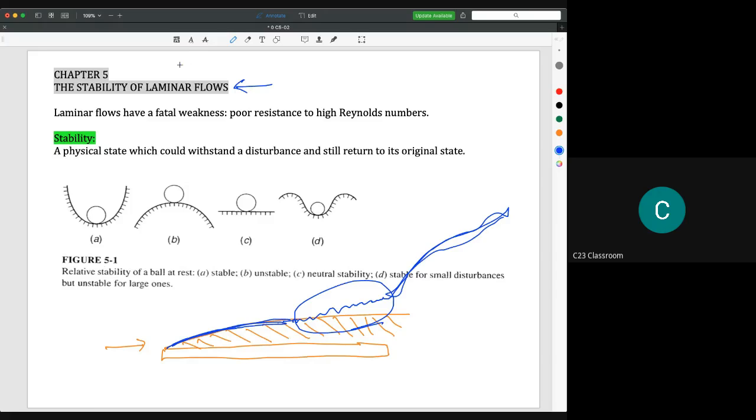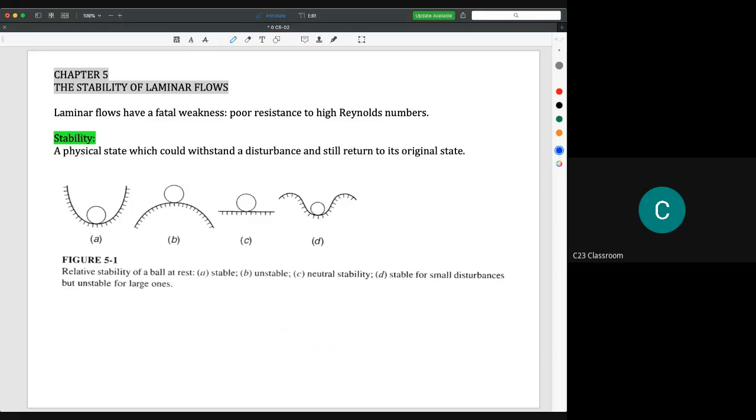The idea is, let's say we have something like this. For example, we have a flat plate here, and then we have a free stream here, and let's say it will create a laminar boundary layer. And then stability means that if we put some disturbance here, for example, we put a wire here.